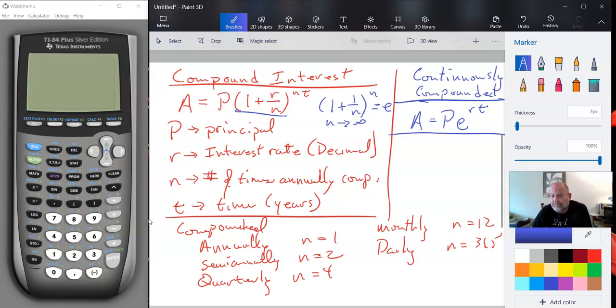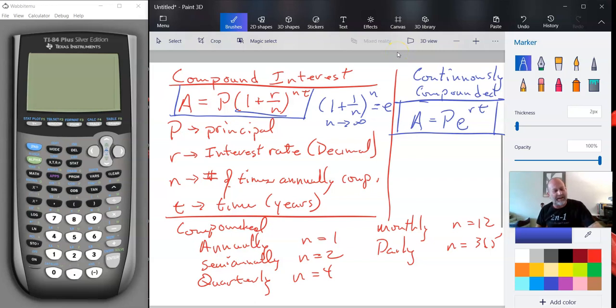So anyways, these are the formulas we're going to be using with compound interest. We have this one right here, and this is for compounded discretely. Discretely means that you can count the number of times it's compounded. And this is for compounded continuously, which is compounded an infinite number of times, right? It's not able to be counted.